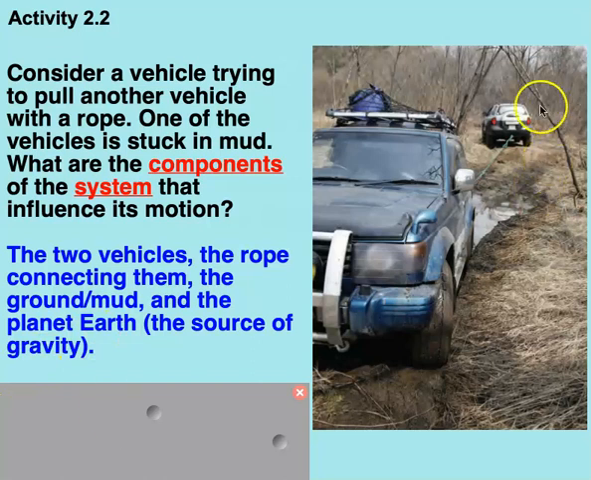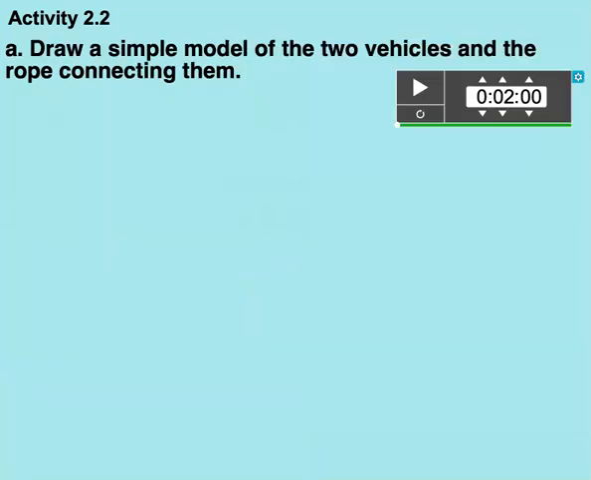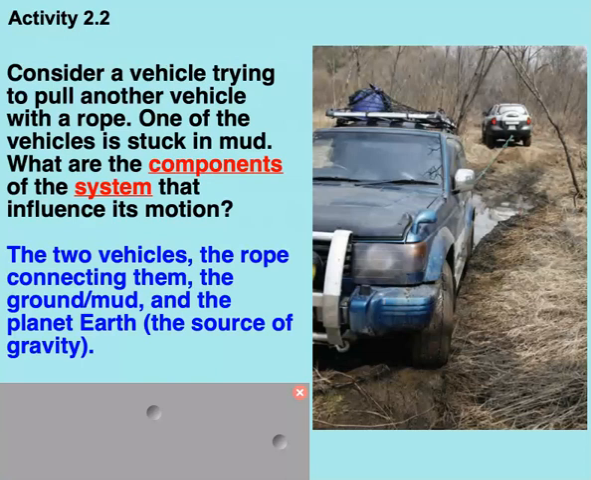So the first thing I want you to do is look at this component, and I'm going to come back to this picture. What I want you to do is draw a simple model of the two vehicles and the rope connecting them. Now in class, I'm only going to give the kids about 2 minutes. Pause the video, take as much time as you need, and draw this. If you're in class, it shouldn't take more than 2 minutes, otherwise you're going to fall behind. So go ahead, draw a model.